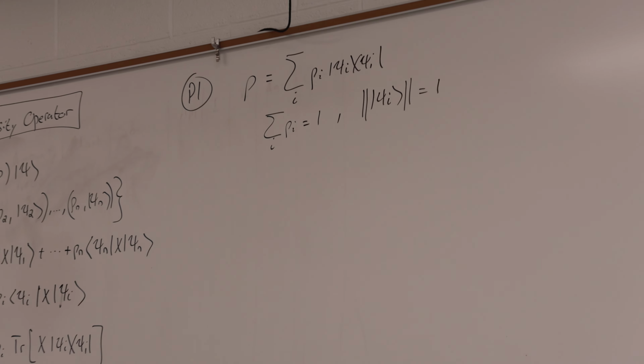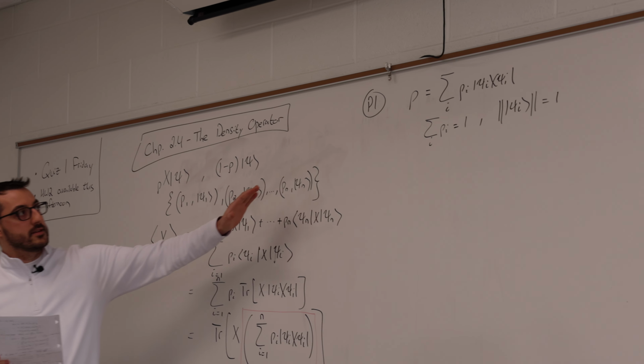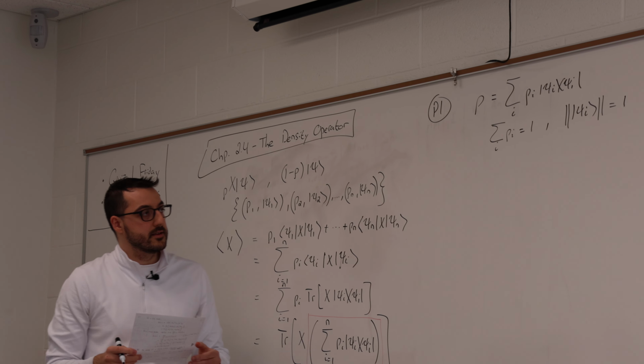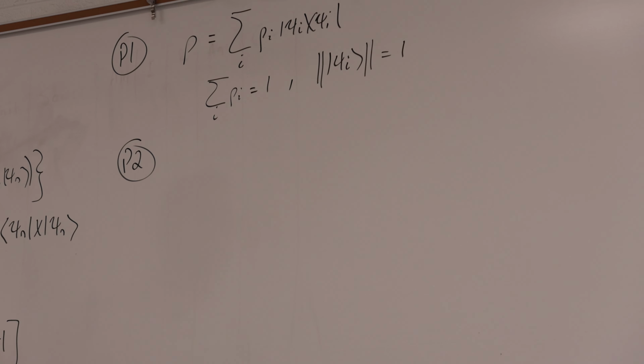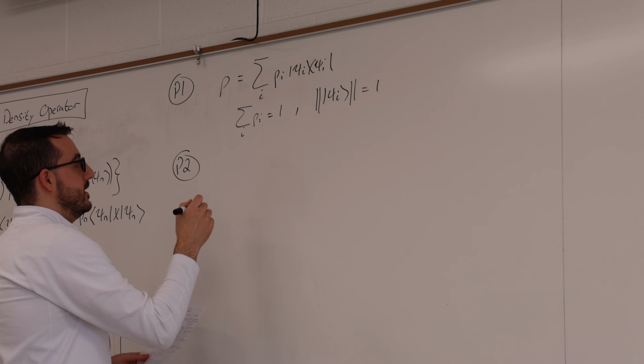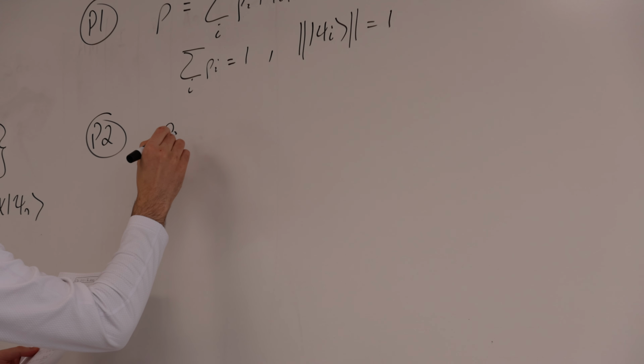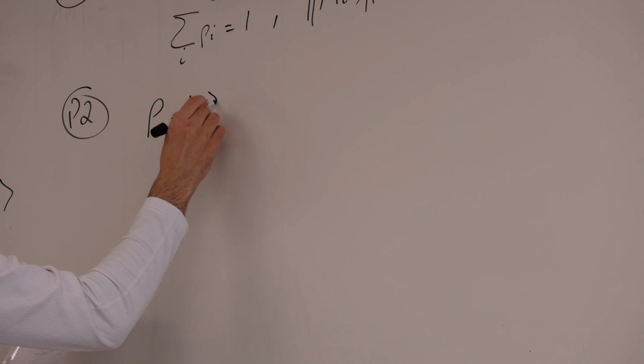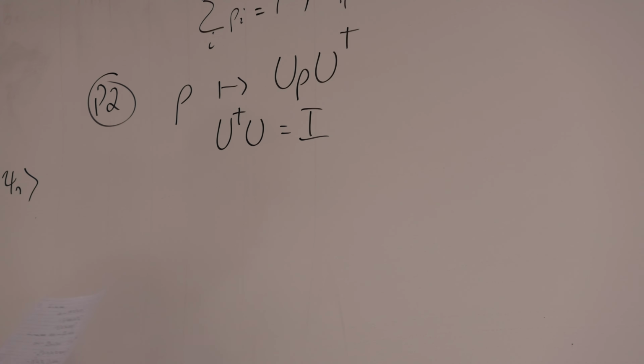Now let's think about the second postulate. The first postulate tells us what quantum states are. The second postulate tells us how quantum states evolve in time. With just a single ket psi_i evolving unitarily, it goes to U times psi_i. In the case of density matrices, rho will evolve as U rho U dagger, where U dagger U is equal to the identity; U is a unitary matrix.